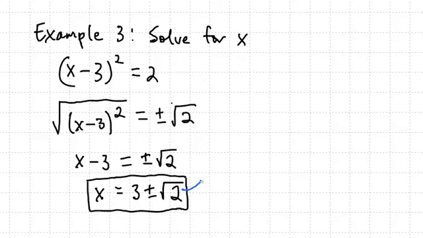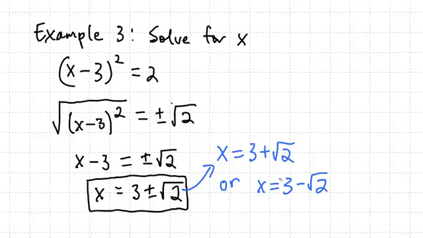Let me just write that out explicitly. When we write 3 plus or minus root 2, I mean x could be 3 plus root 2, or x could be 3 minus root 2. So either of these numbers, 3 plus root 2 or 3 minus root 2, if I plug them into the original equation, would make the entire equation true.